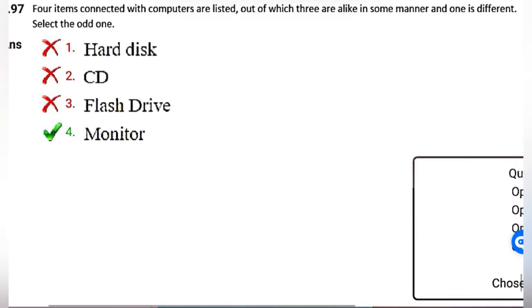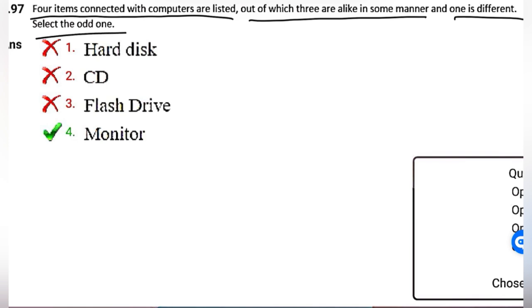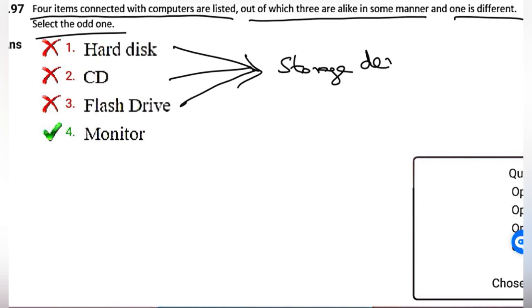Four items connected with computers are listed, out of which 3 are alike in some manner and 1 is different. Select the odd one. Here, hard disk, CD and flash drive, all the 3 are storage devices. And monitor is an output device, but not a storage device. So option 4 is correct.